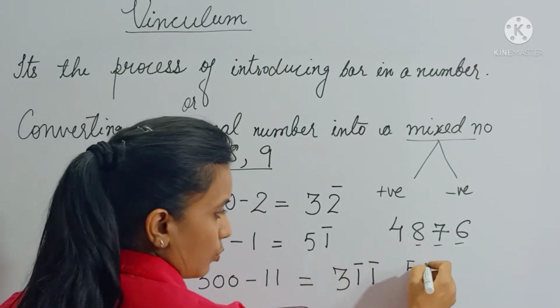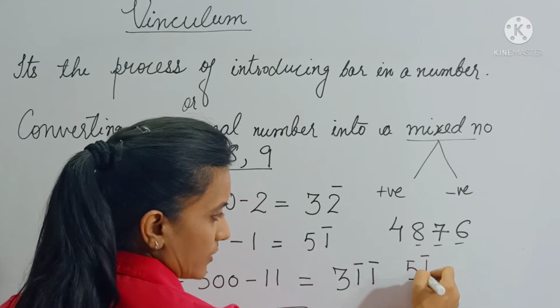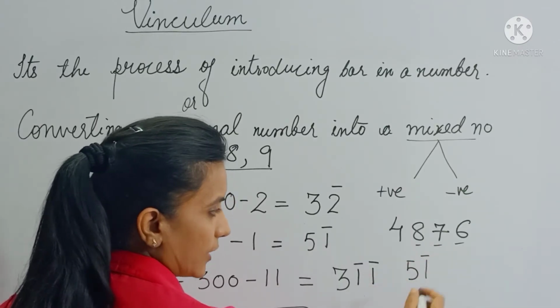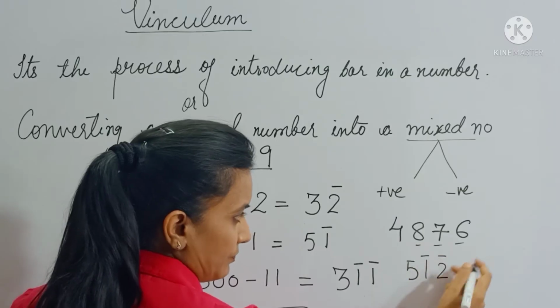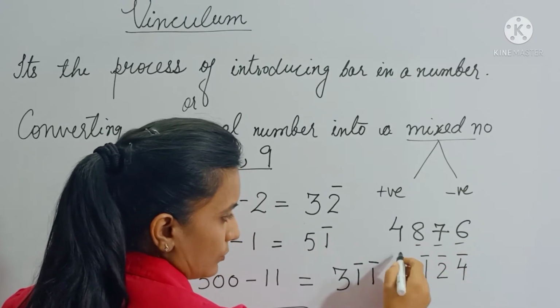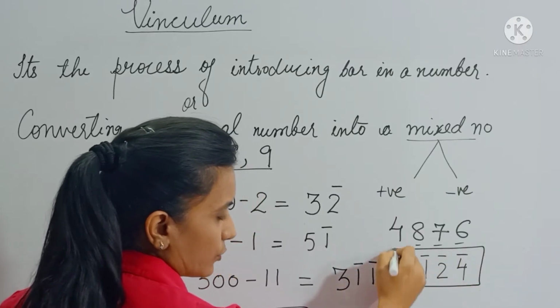So 8 is 1 away from 9, so minus 1, or you can say bar 1. 7 is 2 away from 9, so you will put bar 2. And 6 is 4 away from 10. So this is your vinculated number.